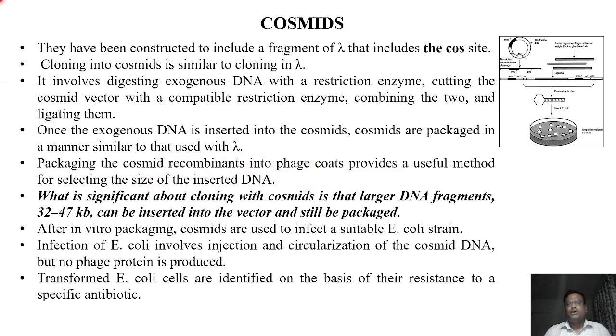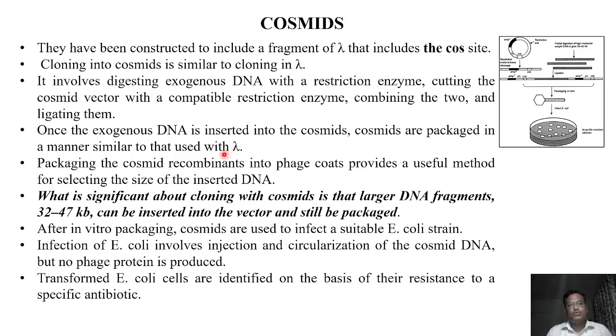So, if the same thing can be achieved by using a lambda phage, then what is the need for creating this cosmid? This is the difference. What is significant about cloning with cosmids is that larger DNA fragments, 32 to 47 kilobases, can be inserted into the vector and still be packaged. So this is the reason for creating cosmids.